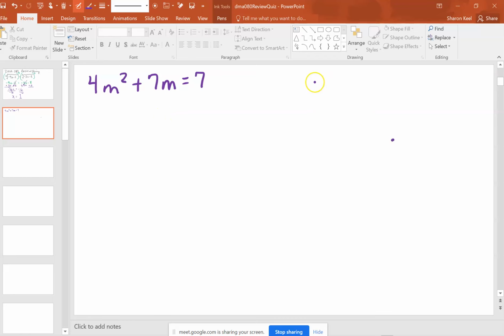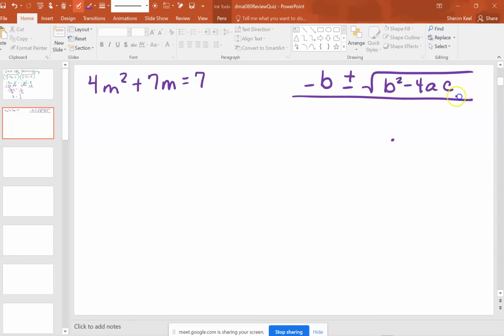So the quadratic formula is the opposite of b plus or minus the square root of b squared minus 4 times a times c, everything over 2 times a. That is a formula you'll need to know. It's not given to you when you take the test, so you do need to memorize that formula. This is the formula from section 8, I believe it is, right there at the end of DMA 80.